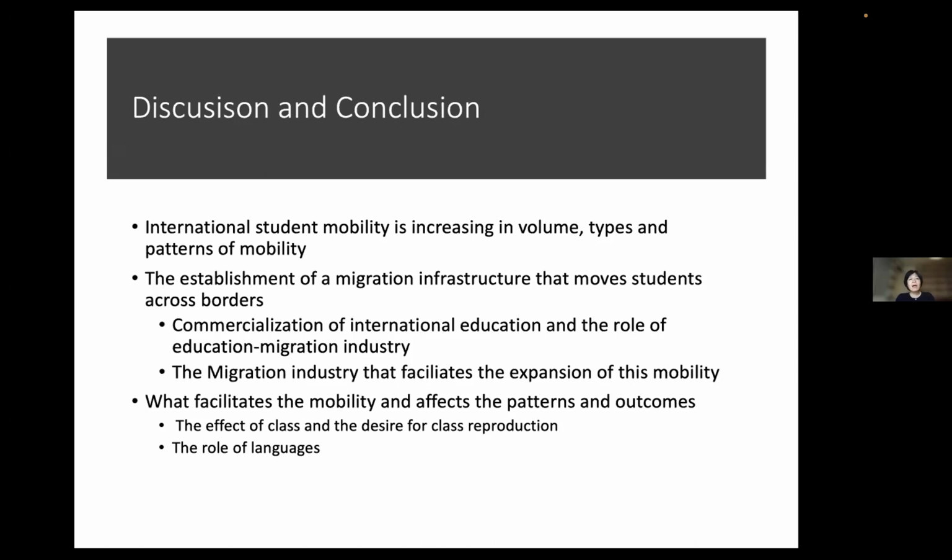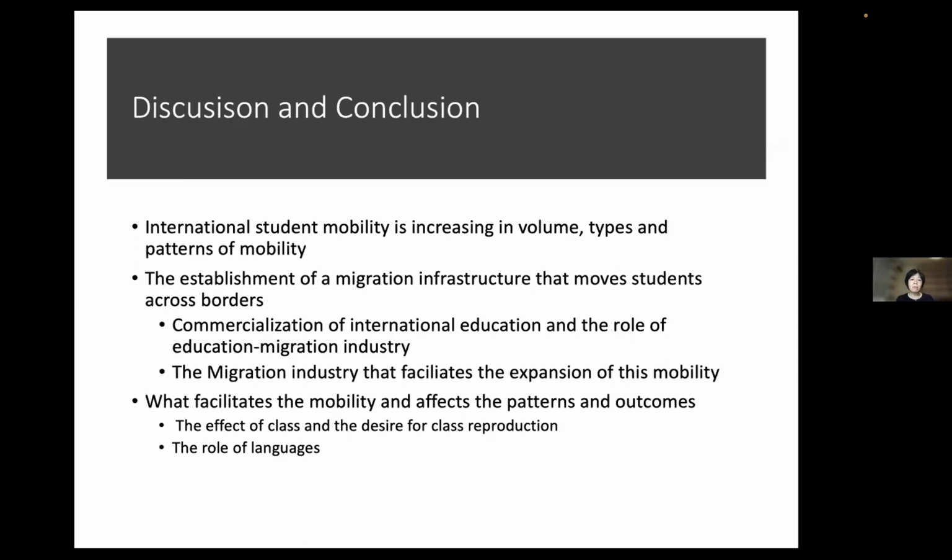So first of all, as we have seen, international student mobility is increasing in volume and in types and patterns of mobility. And this is undeniable. People are more likely to have more opportunities to move, more places to move, and have moved to different places. We also see this kind of movement is facilitated largely by the establishment of migration infrastructure.